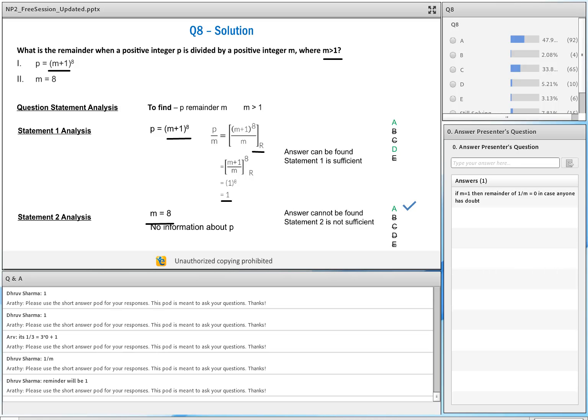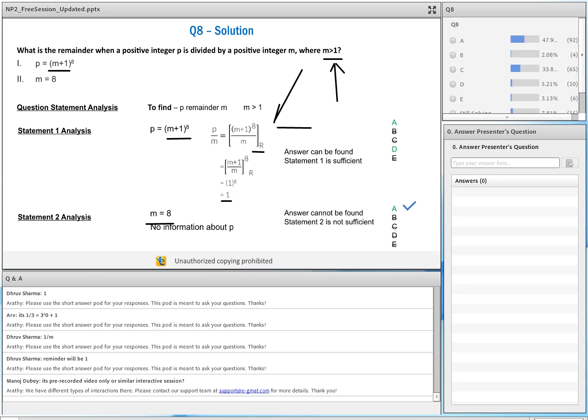Yes. Thank you. If m is 1, Vishal, then yes, the remainder of 1 by m is 0. But again, m can't be 1, which is why it's given to us in the constraint that m is greater than 1, so that you can get to a definitive answer. If this were not given to you, then you couldn't have gotten to a definitive answer. That's why it's given to you, so that choice A can help you get to a definitive answer.